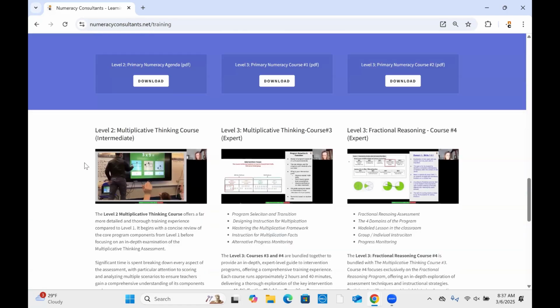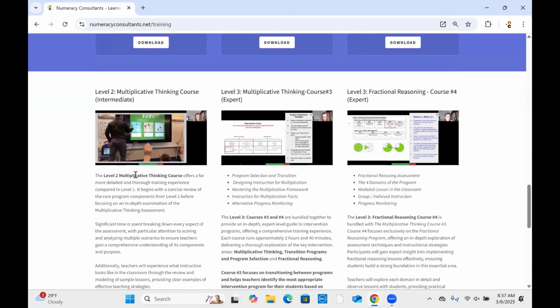We have other courses too. We have our level 2 multiplicative thinking. Again, it goes over the main components from the level 1 training, and then there's a lot of depth on the scoring of the assessment and the framework. And then we have our level 3 multiplicative thinking course number 3. This has to do with program selection. You may have students who are 3rd, 4th, or 5th graders who really need to be in all 3 programs. How do you choose what program's right for them at what point in time? And then this has to do with designing instruction for multiplication, mastering that framework, and going through all of the instruction.